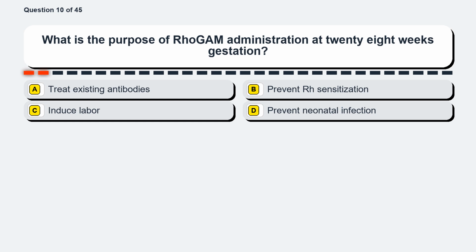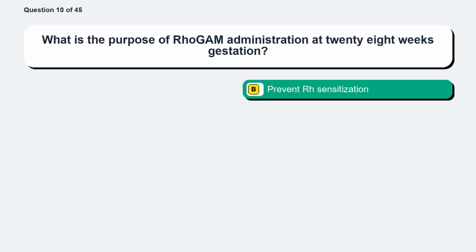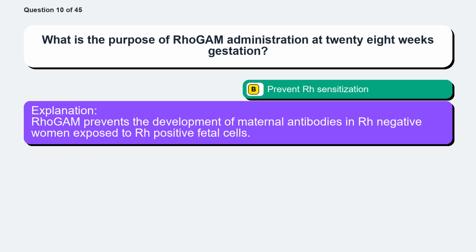Question 10. What is the purpose of RhoGAM administration at 28 weeks gestation? Option A. Treat existing antibodies. Option B. Prevent Rh sensitization. Option C. Induce labor. Option D. Prevent neonatal infection. The correct answer is option B. Prevent Rh sensitization. RhoGAM prevents the development of maternal antibodies in Rh-negative women exposed to Rh-positive fetal cells.